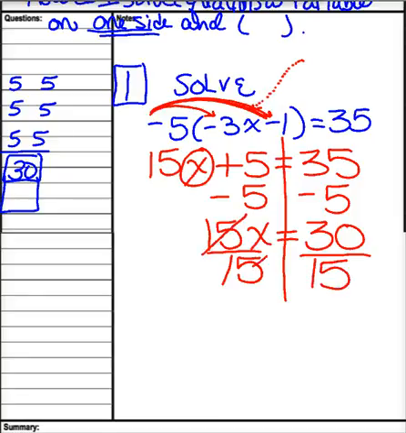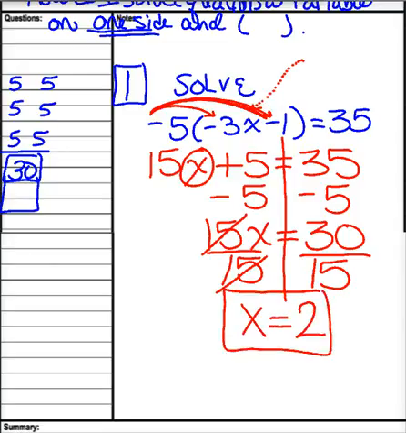15 divided by 15 is 1, so those cancel. And I get a nice x is equal to 2. So the only number in the world that I can plug in for x and have the whole left-hand side poop out a 35 would be the number 2. And you could check it on your calculator if you like, and it would certainly work. So that's number 1. All right.